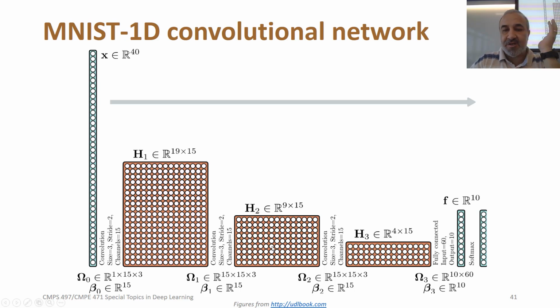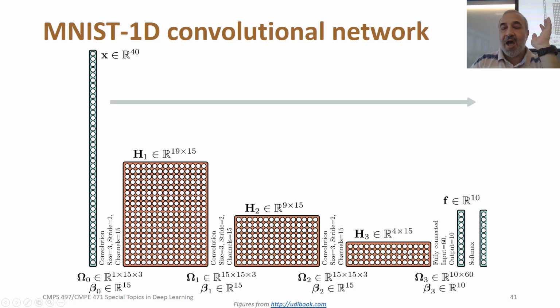Second layer, similarly, we have 15 channels, 9 hidden units in each channel, which means that we have a stride of 2. We were 19, now it's 9, almost half. Okay, so we have a stride of 2, and again the size is 3. That's the second layer. Third layer, 15 channels again, 4, which means again we have a stride of 2, and the size is 3.